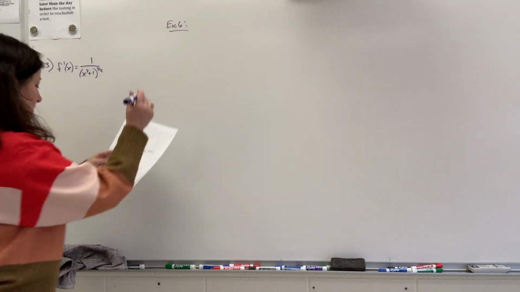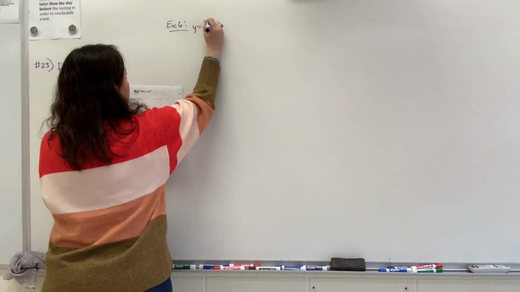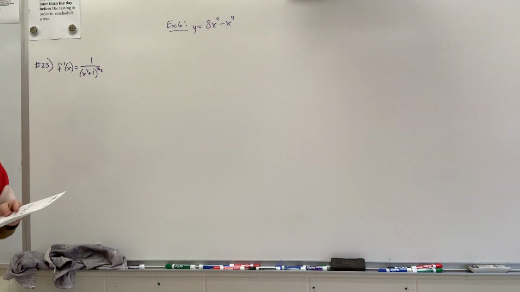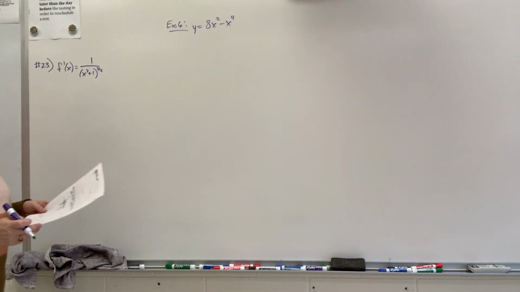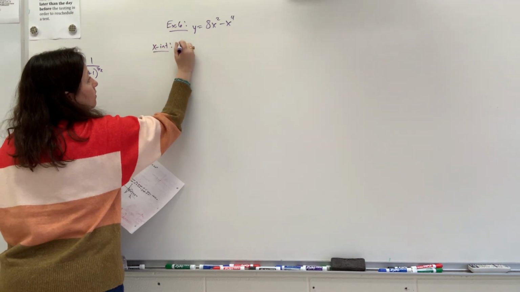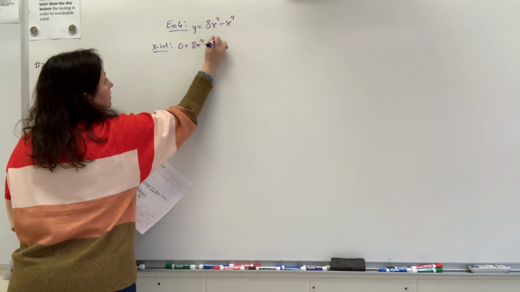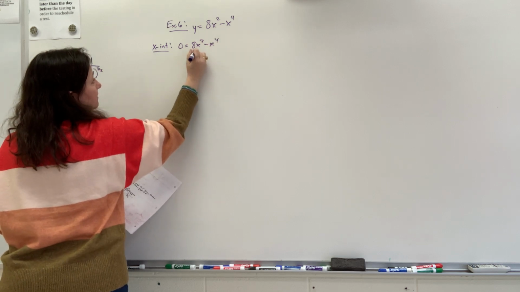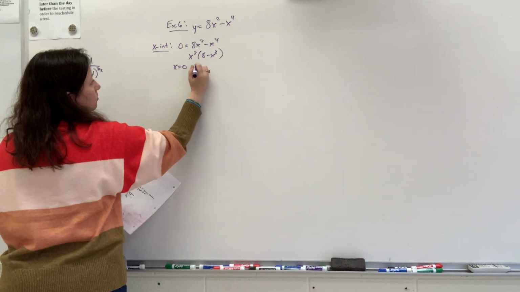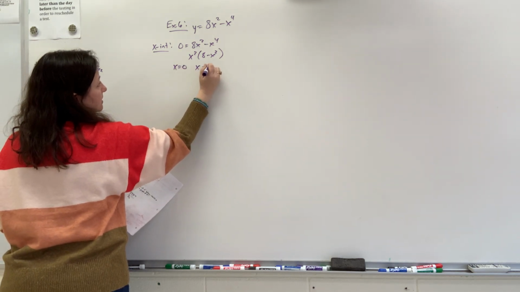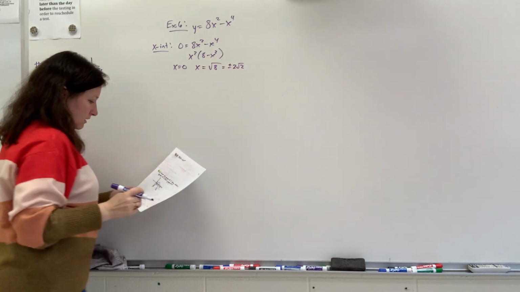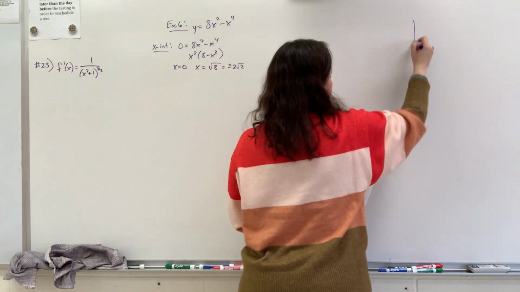So example 6, we've got y equals 8x squared minus x to the 4th. In terms of domain, what can x be? All real numbers. x can be anything. If I want to get my x-intercept, what do I do? Make y 0. So I'm going to pull out a GCF. And x comes out to be 0. And x comes out to be the square root of 8, which is plus or minus 2 root 2. So we're going to go ahead and put those over here.